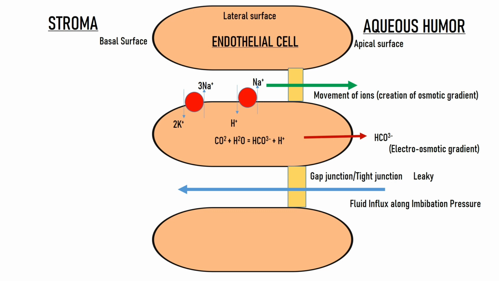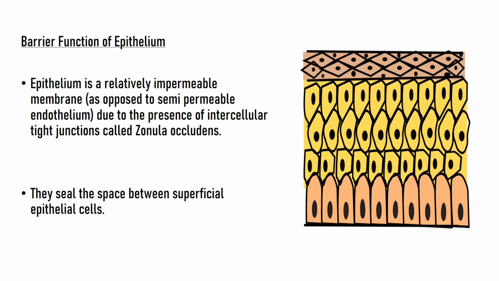known as electro-osmotic gradient. Besides the endothelial cells, the corneal epithelial cells also have a role to play in corneal hydration mechanics. As mentioned before, epithelial cells are connected to each other by strong and tight intercellular junctions called zonula occludens or desmosomes. These junctions seal the space between epithelial cells, rendering them relatively impermeable to tears that are present on the external surface of the eye.